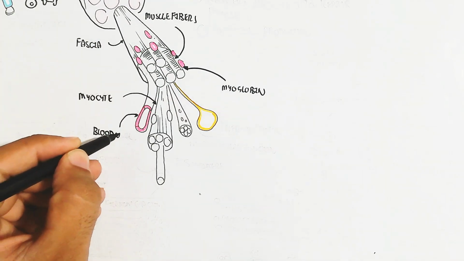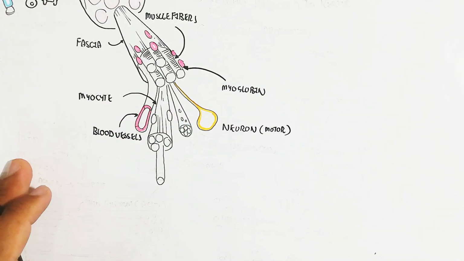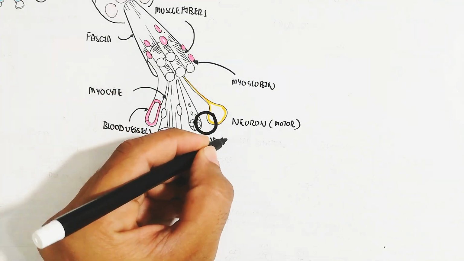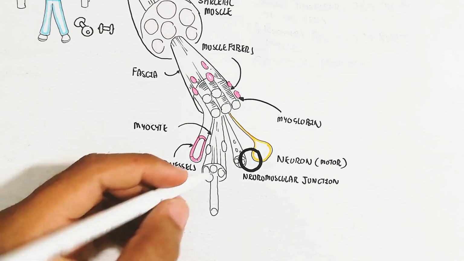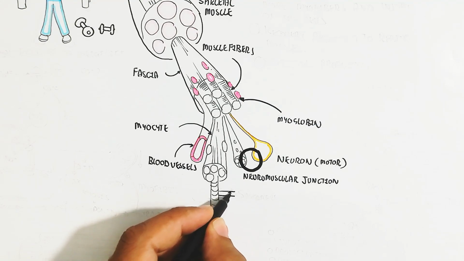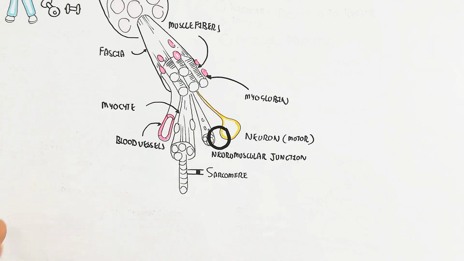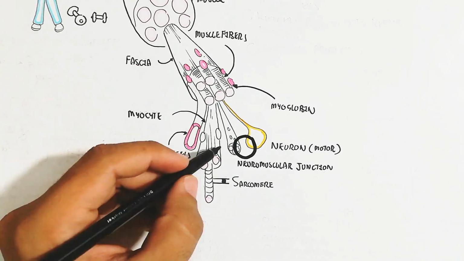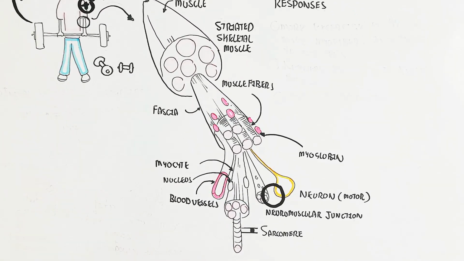the oxygen. A myocyte is here, which contains a myofibril, and this is the neuron, known as the motor neuron, for the contraction of muscle. The neuromuscular junction is between the myofiber and the neuron, and this is the blood vessel. The smaller part of the myofibril is known as the sarcomere, and a lot of sarcomeres are present in the myofibril, while the myofiber is the cell of muscle.